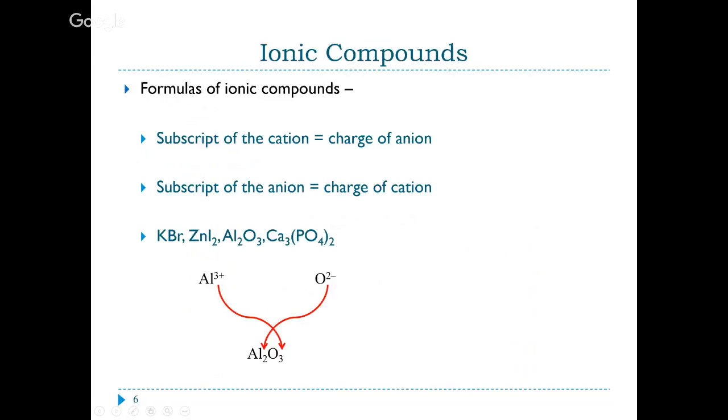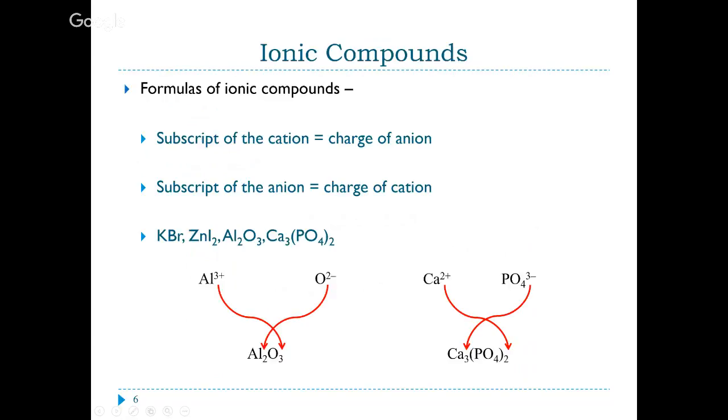If I have 2 aluminum atoms with a +3, that gives me 2 times 3 is 6. If I have 3 oxygen atoms that are -2, I have 3 times -2 is -6. 6 minus 6 is 0. We can also do this with polyatomics.